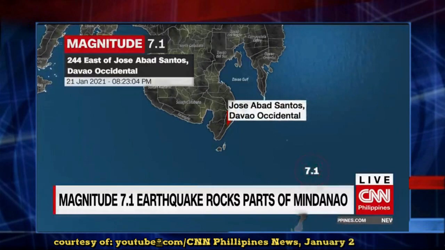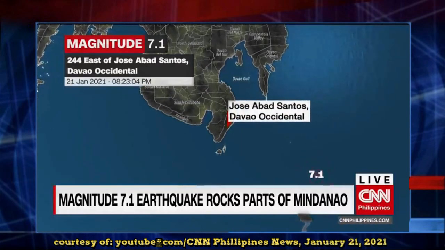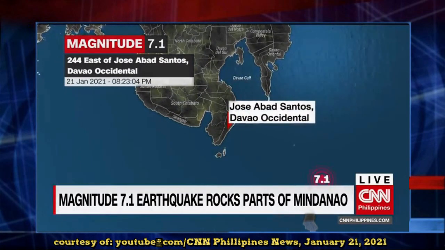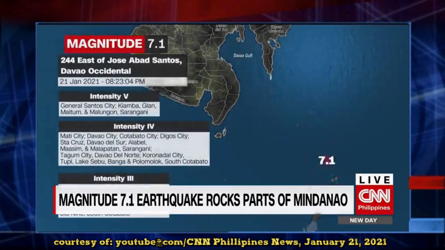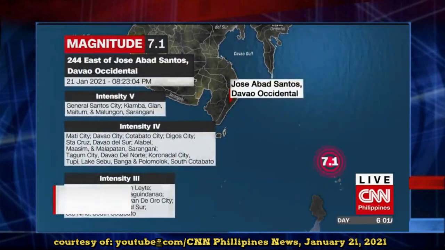We are waking up to the aftermath of a powerful earthquake that shook parts of Mindanao last night. Here's what we know so far. The magnitude 7.1 tremor struck the waters off Jose Abad Santos town in Davao Occidental at 8:23 p.m. and it was felt at as high as intensity 5 in General Santos City, as well as in the towns of Kiamba, Glan, Maitum, and Malungon in Sarangani.